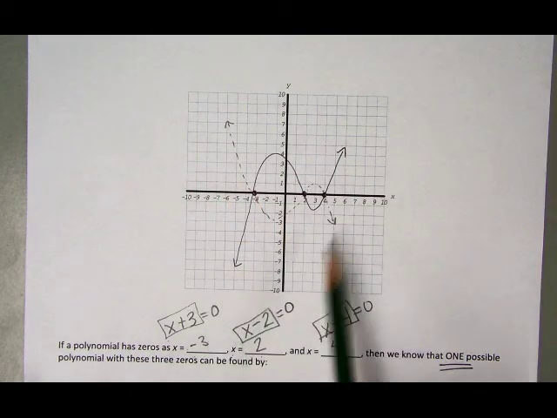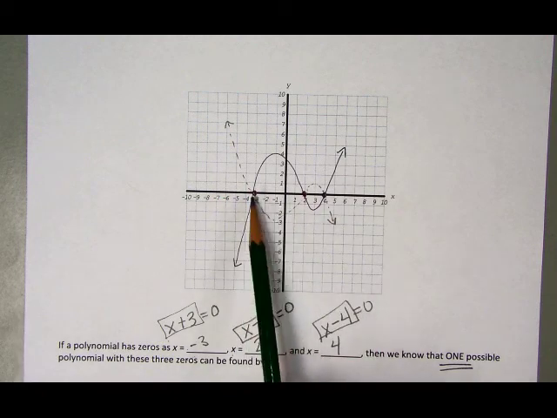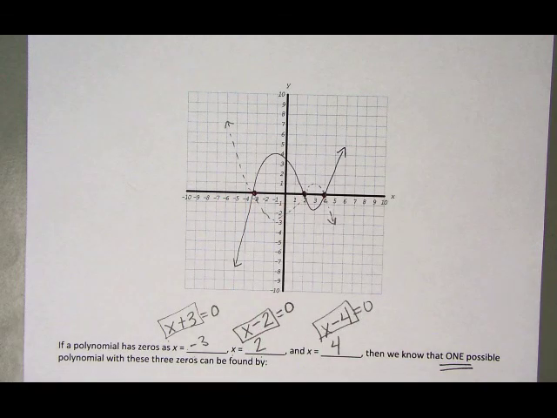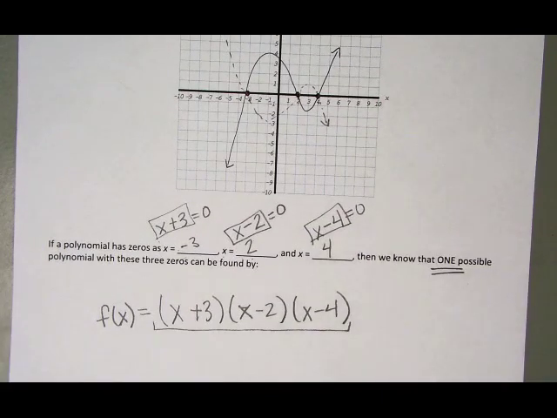So there's infinitely many ways that you can have graphs going through these 3 particular points. However, one possible way is by finding their factors and then multiplying through.